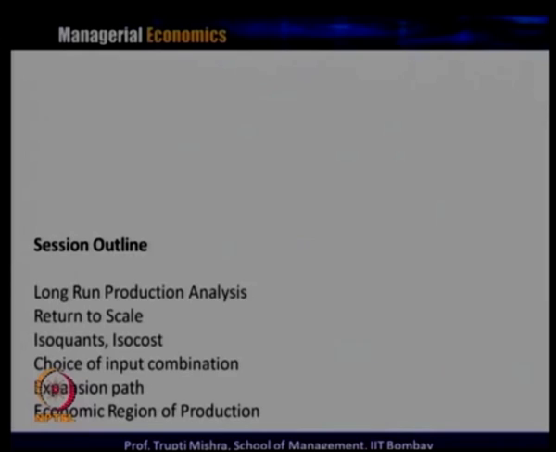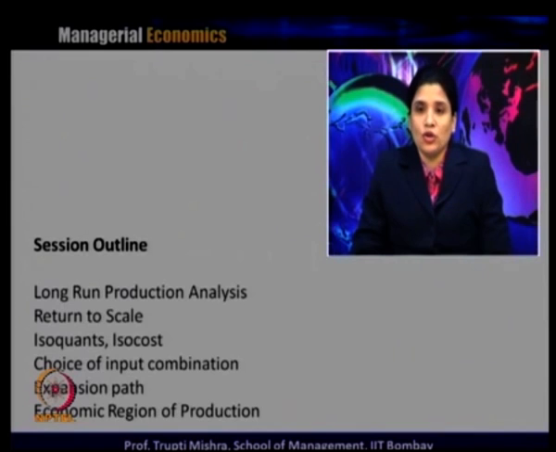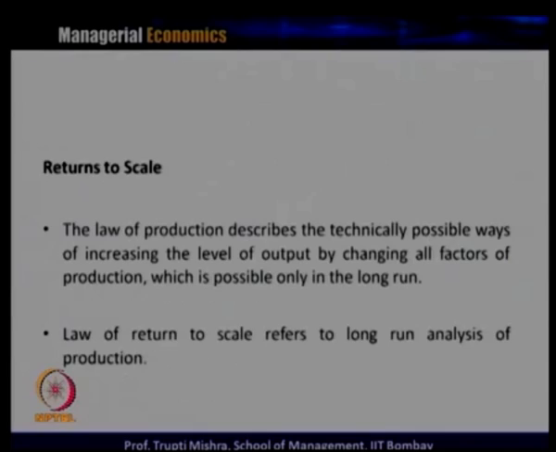Then we will introduce the concept of isoquant and isocost, mainly to understand how the choice of input combinations is made. Then we will talk about the expansion path, or typically we call it different points of producer's equilibrium, and then we discuss the economic region of production, what is the feasible region of production for the producer, given the number of isoquants or maybe given the level of isocost line, what should be the economic region of production.